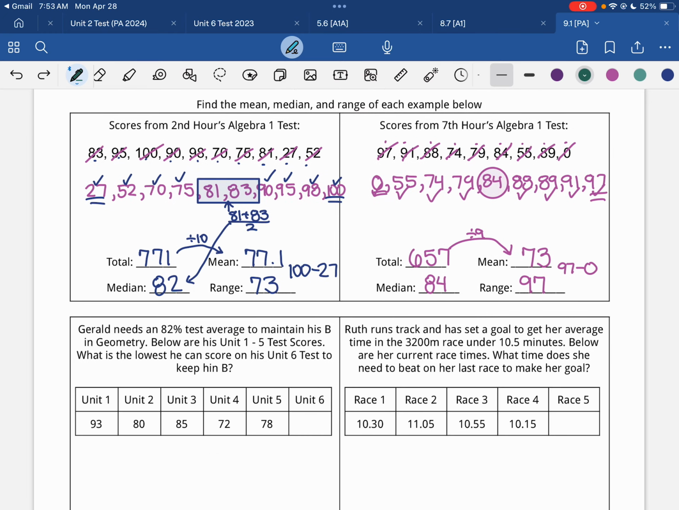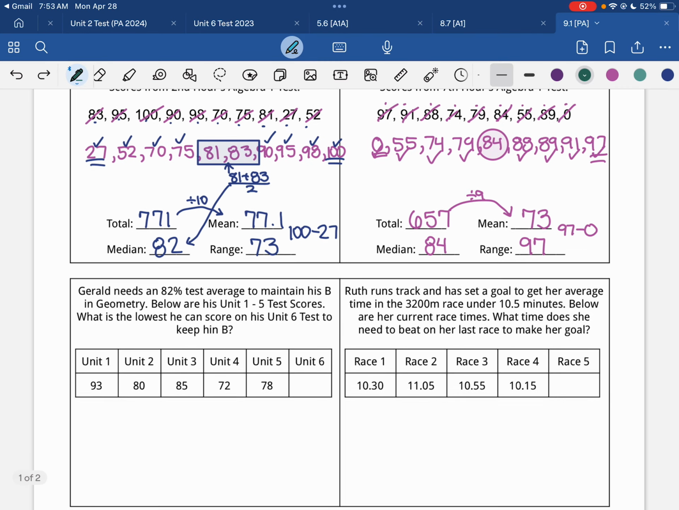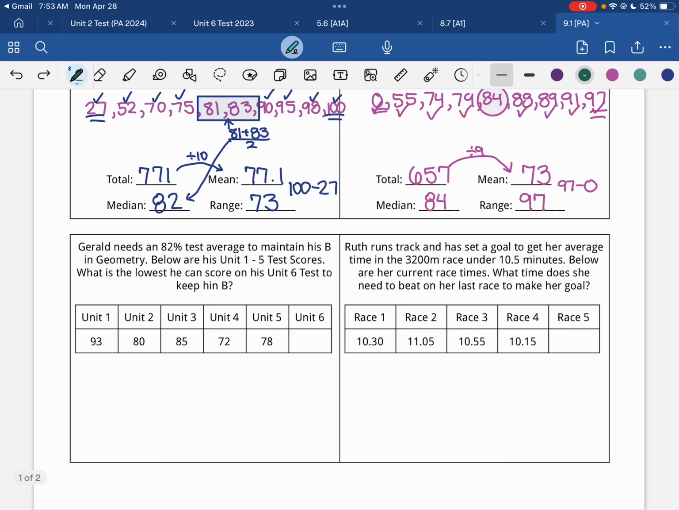Okay, now here's the thing. If your mean equals the sum of the numbers divided by the number of numbers, we're going to talk about how to do this backwards. Okay, so first thing I'm going to do is write down mean equals the sum over the number. So this one tells us that Gerald needs an 82% average. So the mean is 82.